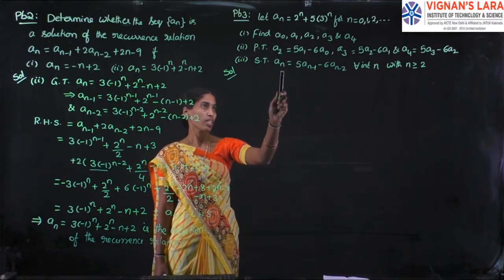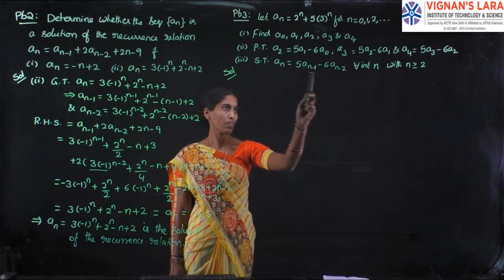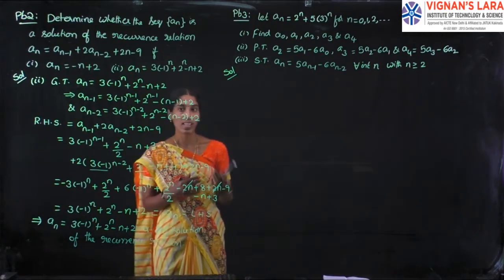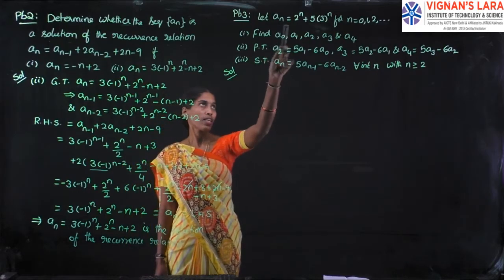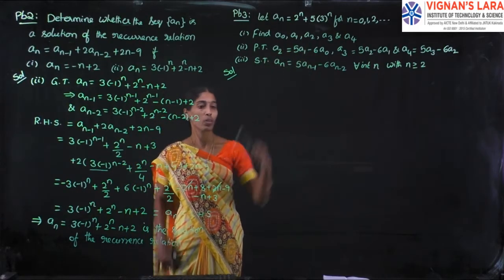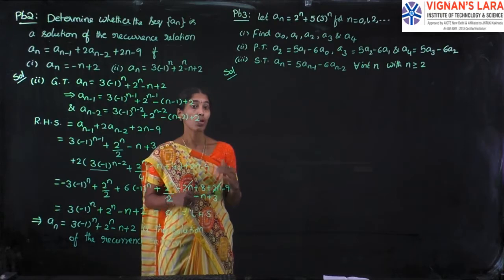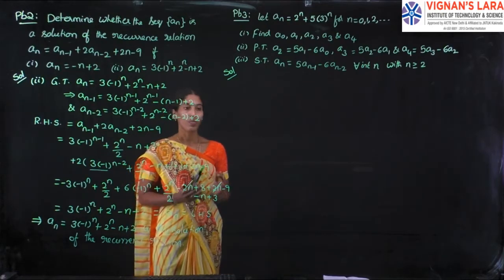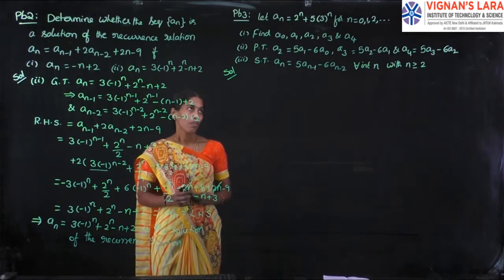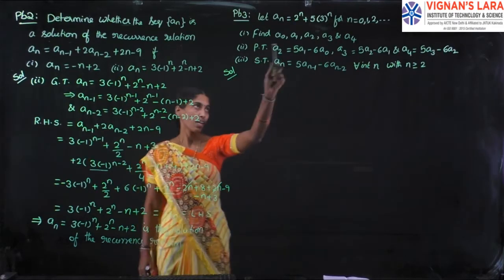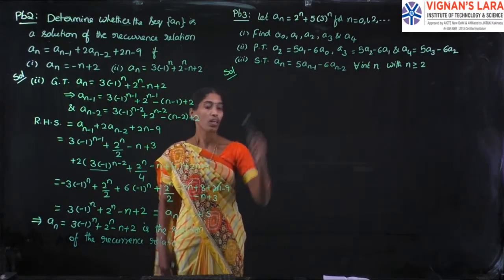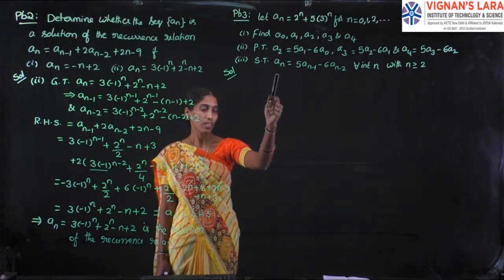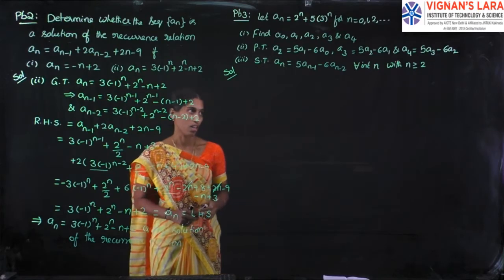An value is expressed in terms of previous values. We call it a recurrence relation. But what is the given one? The given one is an = 2^n + 5·3^n, which is nothing but the solution of the recurrence relation. Here the solution is given. We need to find out the first 5 terms of the recurrence relation. In the third bit, we need to check whether the given solution satisfies the recurrence relation or not.